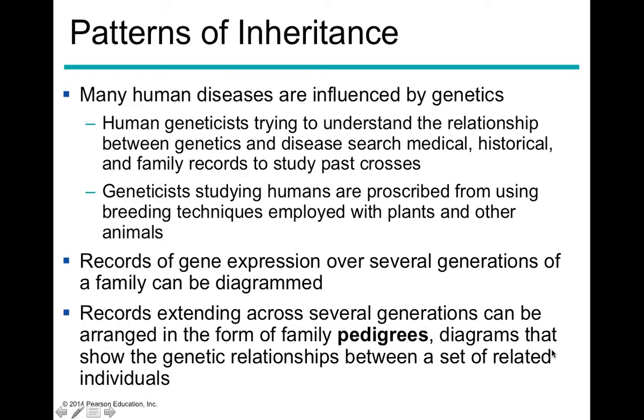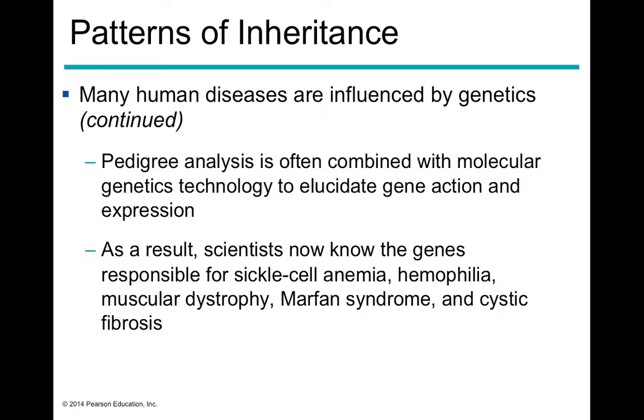Alright, so a lot of human diseases are influenced by genetics. So we've taken records over many generations when we're looking at the medical history of particular families who carry specific genetic traits of interest. And those are called pedigrees. If we take records extending back many generations, you can show the genetic relationships between related individuals and the disease that they carry. So pedigree analysis is often combined, especially these days, with more modern technology like molecular genetics to determine gene action and expression.